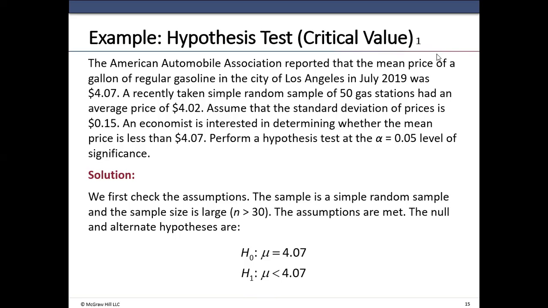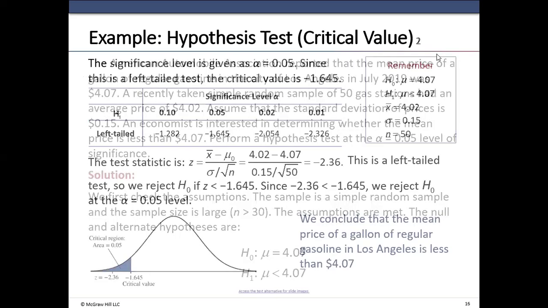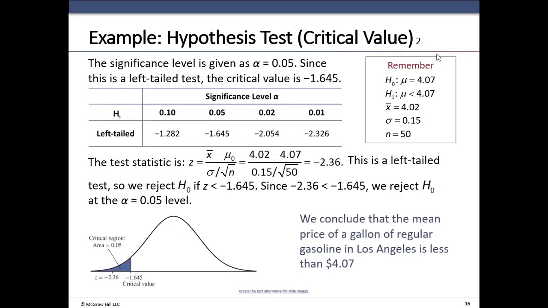So null is mu equal to 4.07, always equal to. Our sample size is greater than 30. We know the population standard deviation is 0.15. Alternate: mu is less than 4.07. Calculate the test statistic.